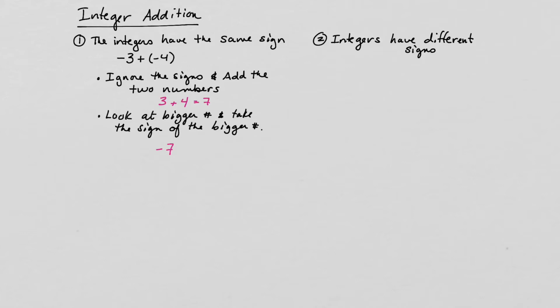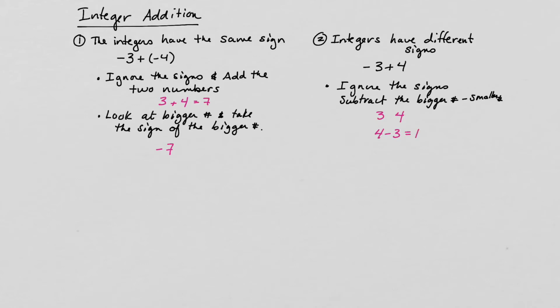So over here, let's say that I was trying to add -3 plus a +4 this time. So again, we're going to ignore the signs, but this time, instead of adding the two numbers together, we're going to subtract the bigger number minus the smaller number. So my two numbers here would be 3 and 4. So 4 is bigger, so I'm going to do 4 minus 3, and so 4 minus 3 is 1.